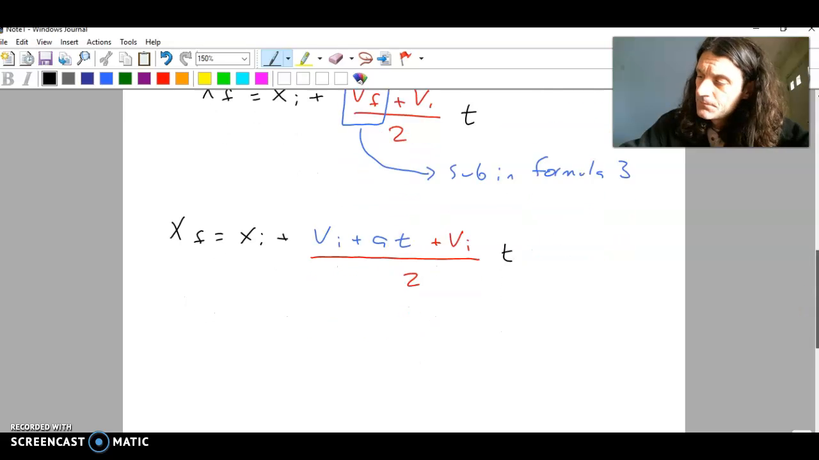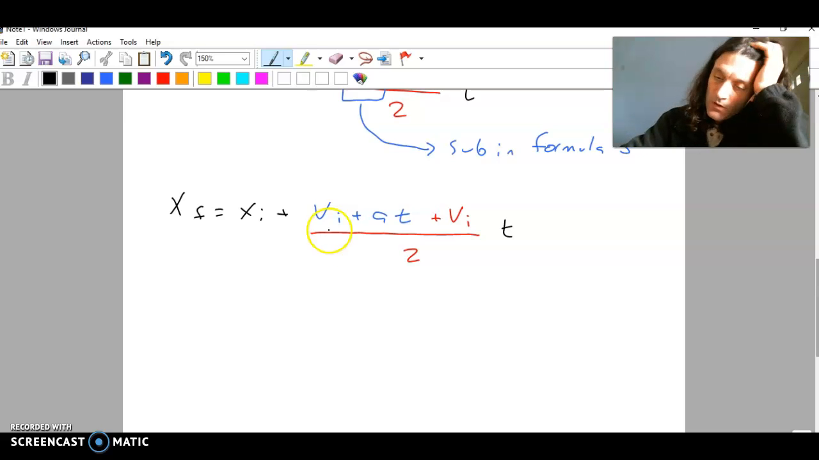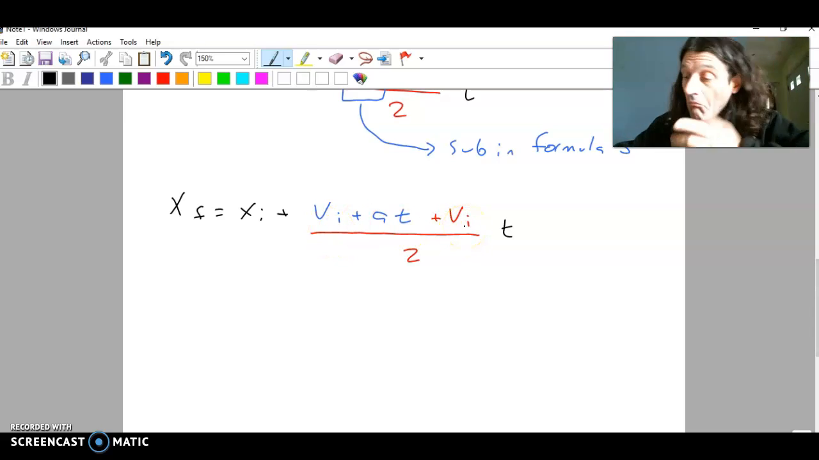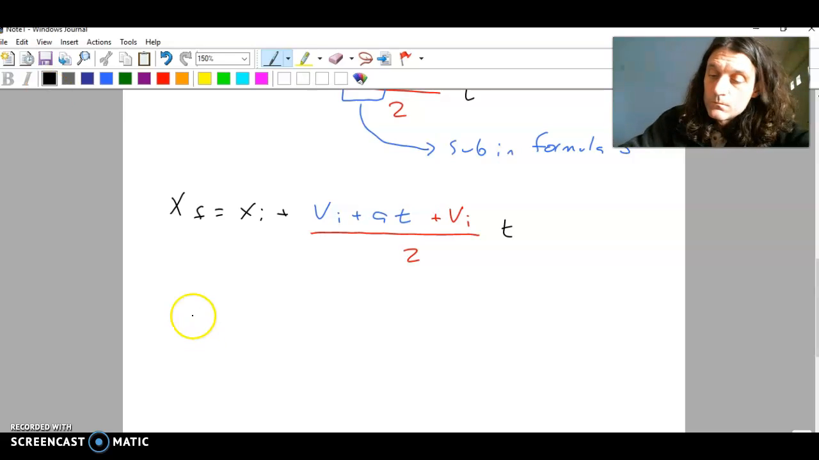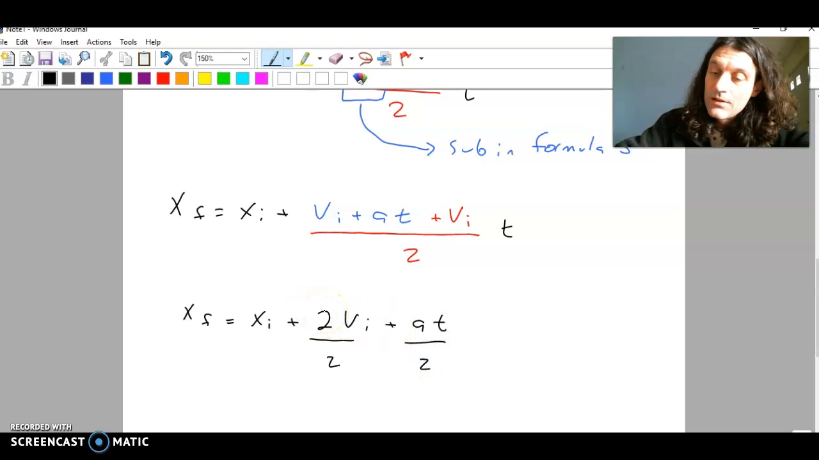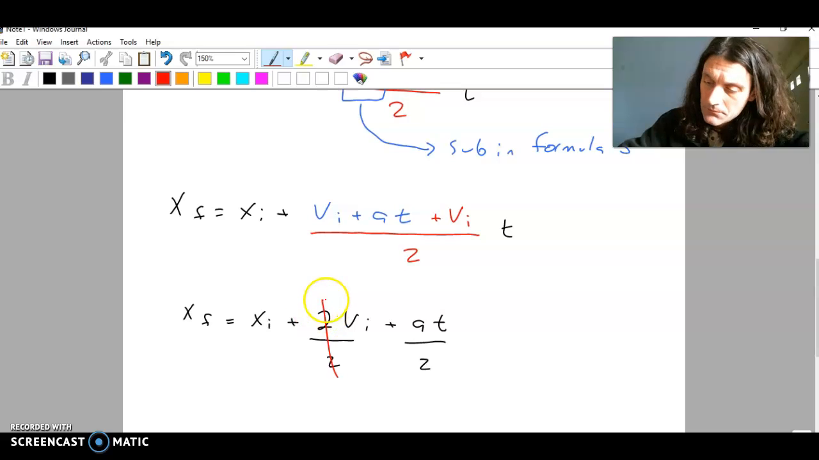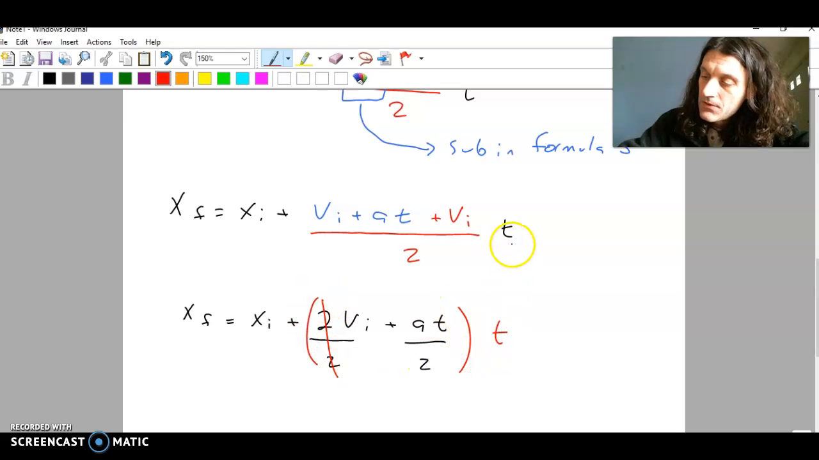All right. Now all I'm going to do is start to simplify it. It's pretty easy, really. vi plus vi, that's 2vi, plus at. I'm going to separate that 2 because of those plus signs, over 2, over 2. Now you don't need to. I just did it so it helps you visualize that, right? And don't forget that t is still there.